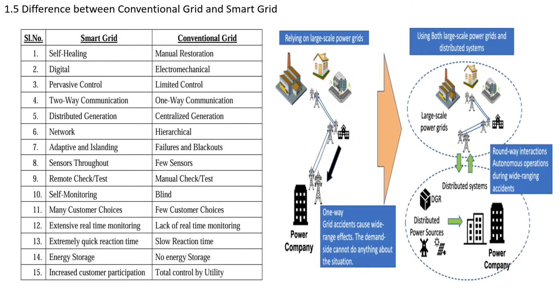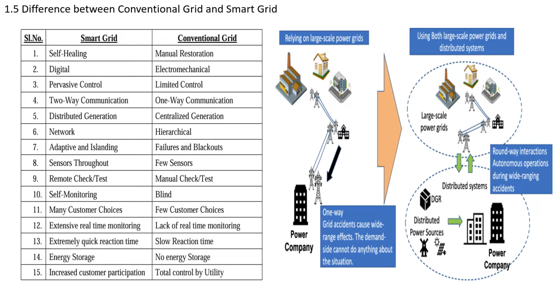So now we will see the difference between the conventional grid and smart grid. In the conventional grid, restoration is done through a manual process, whereas in smart grid, it happens through self-healing. Automatically, the grid knows the position of the grid and the health of the grid, and if any fault occurs, it can directly sense the fault and recover from the fault.